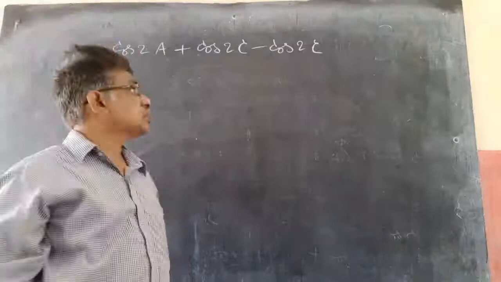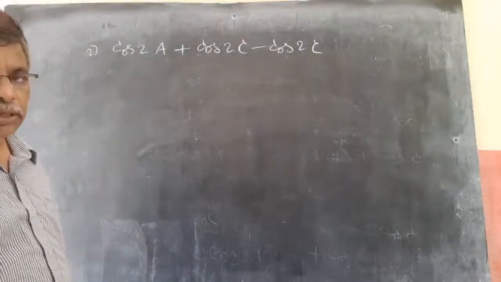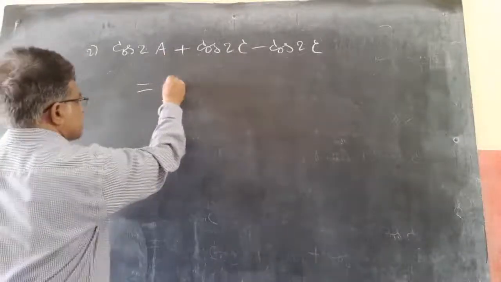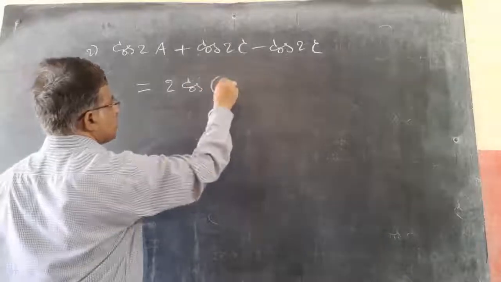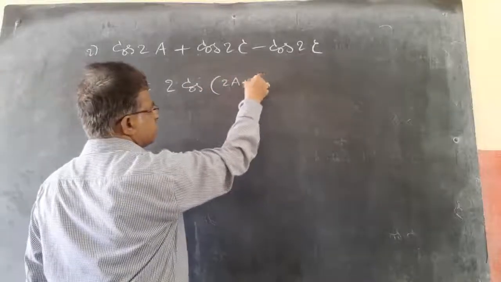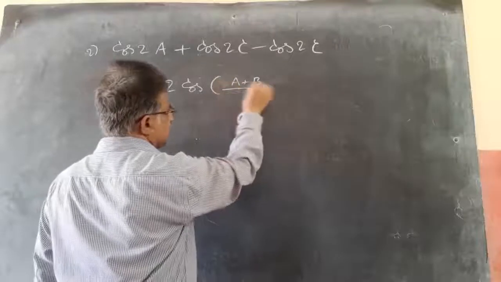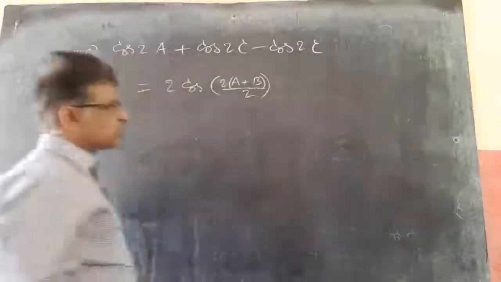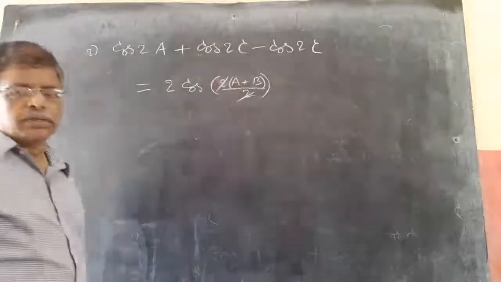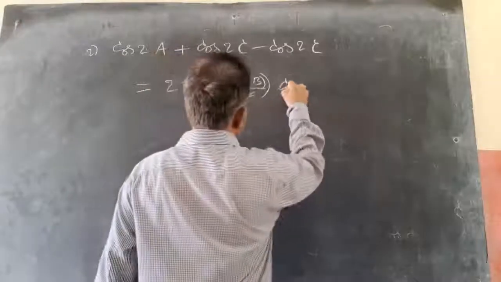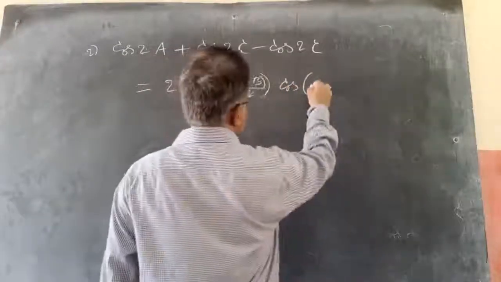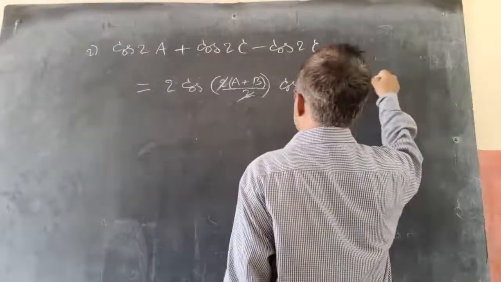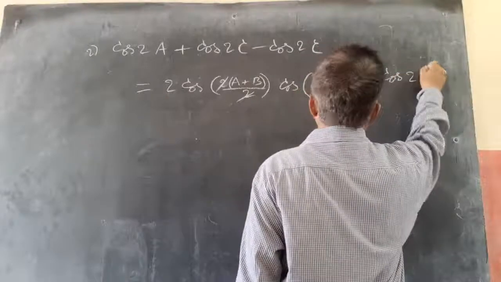So, cos 2A plus cos 2B minus cos 2C equal to how much? Same concept: cos C plus cos D becomes 2 cos (C plus D)/2, meaning (2A plus 2B)/2. I will take 2 common and cancel, so directly I can write A plus B, into cos (C minus D)/2, that is (2A minus 2B)/2, the 2 cancels. It becomes 2 cos (A plus B) cos (A minus B) minus cos 2C as it is, for one step.